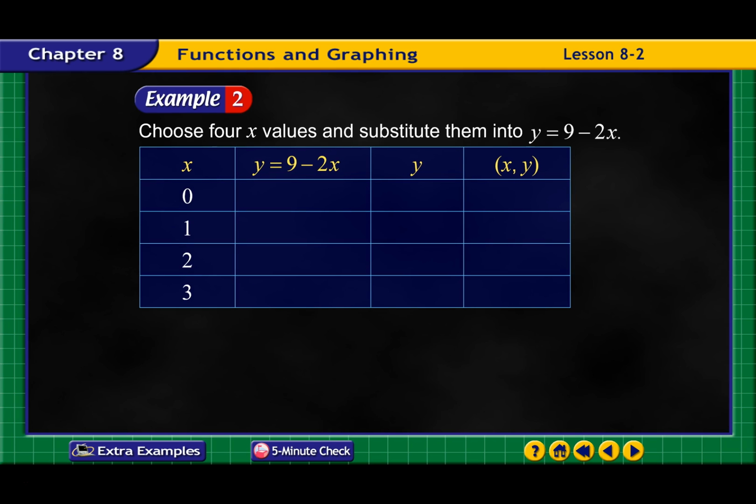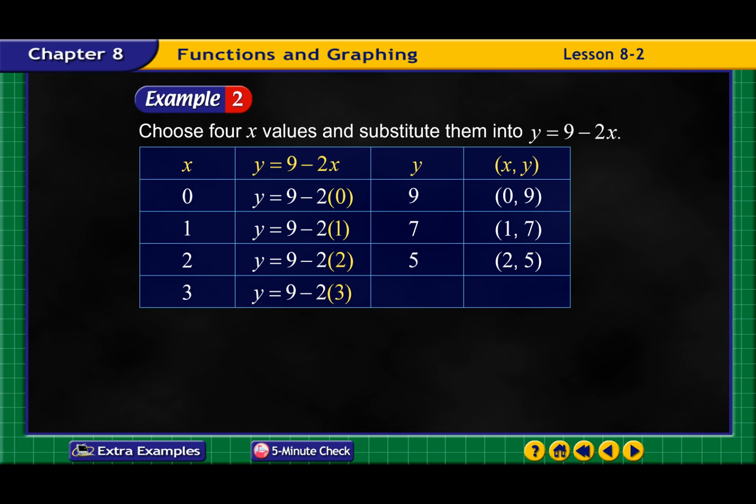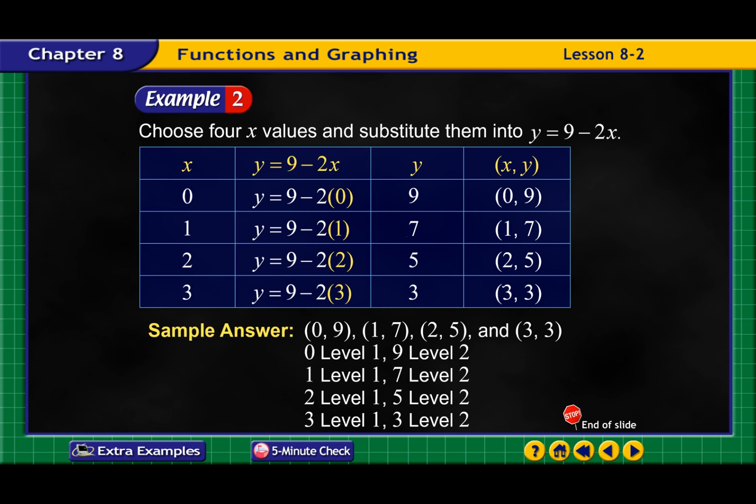So we substitute, and they chose 0 through 3. Perfectly good numbers, easy to do. Put in 0 first, gives me y equals 9, so 0, 9. Then 9 minus 2 is 7, so 1, 7. 9 minus 4 is 5. And then 9 minus 6 gives me 3. So I write the pairs 0, 9; 1, 7; 2, 5; and 3, 3. So a simple answer would be you can have 0 level 1s and 9 level 2s, 1 level 1 and 7 level 2s, and so on.